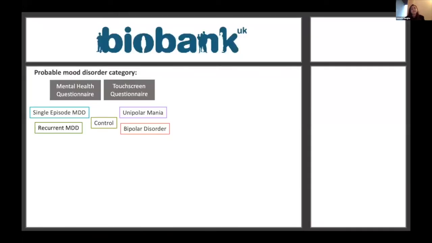So to explore this, we use the UK Biobank, which is a large biobank of data, many participants that volunteered to take part in a bunch of tests and questionnaires. And as part of this, a subset of them took part in a specific mental health questionnaire, but also everybody participated in a touchscreen questionnaire, which contained a variety of different questions about mental health as well. So between these two questionnaires, we're able to group people into probable mood disorder categories.